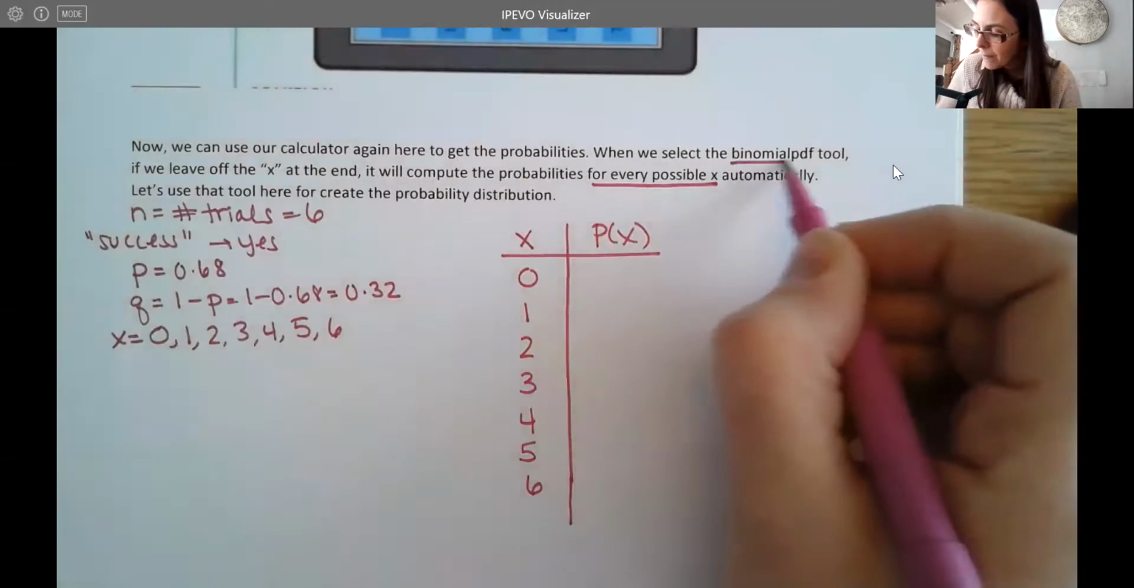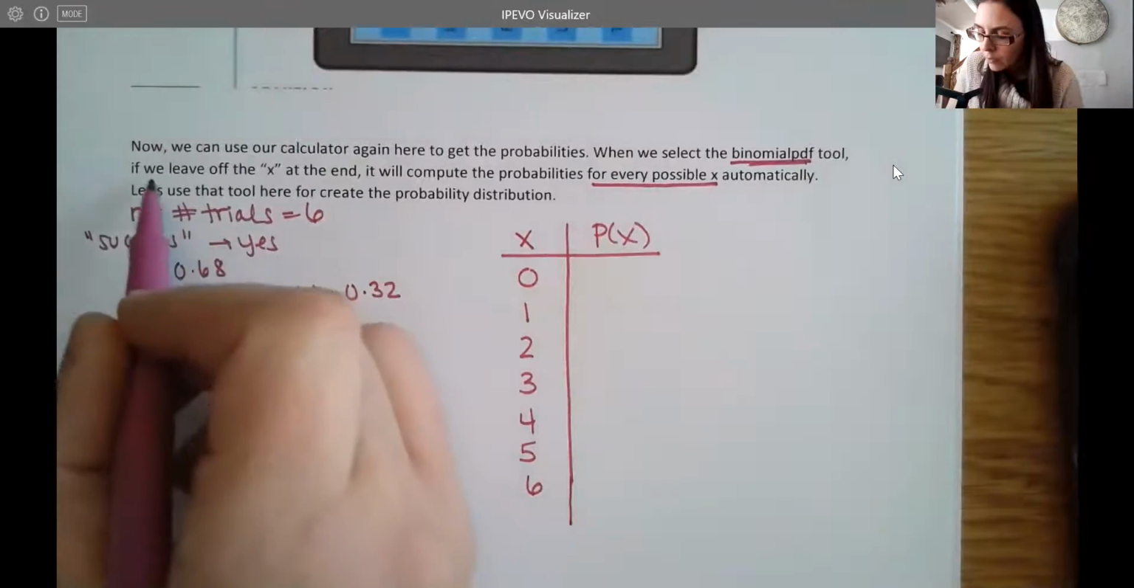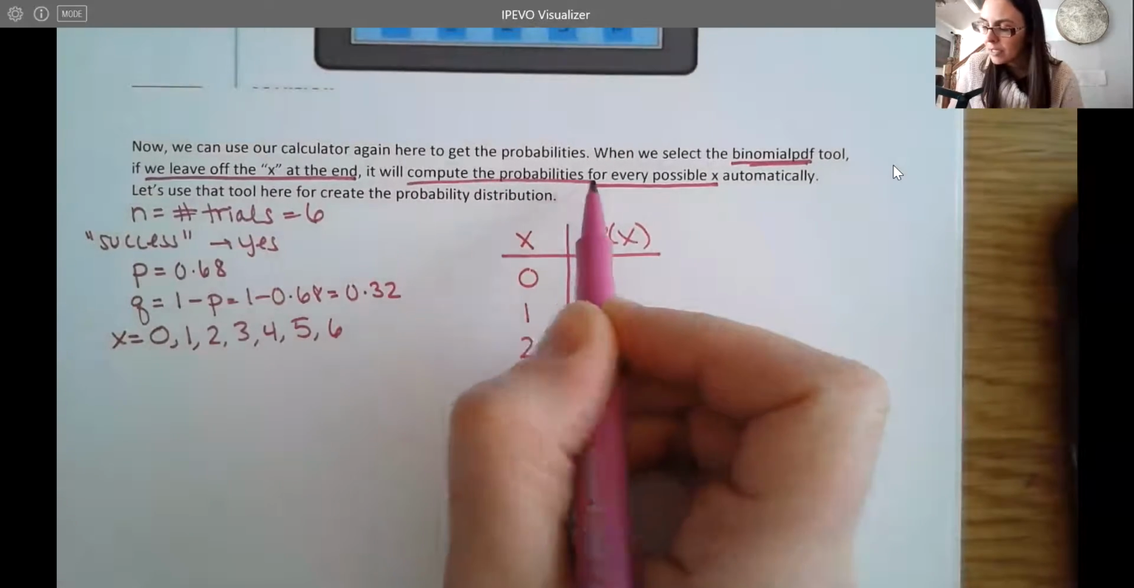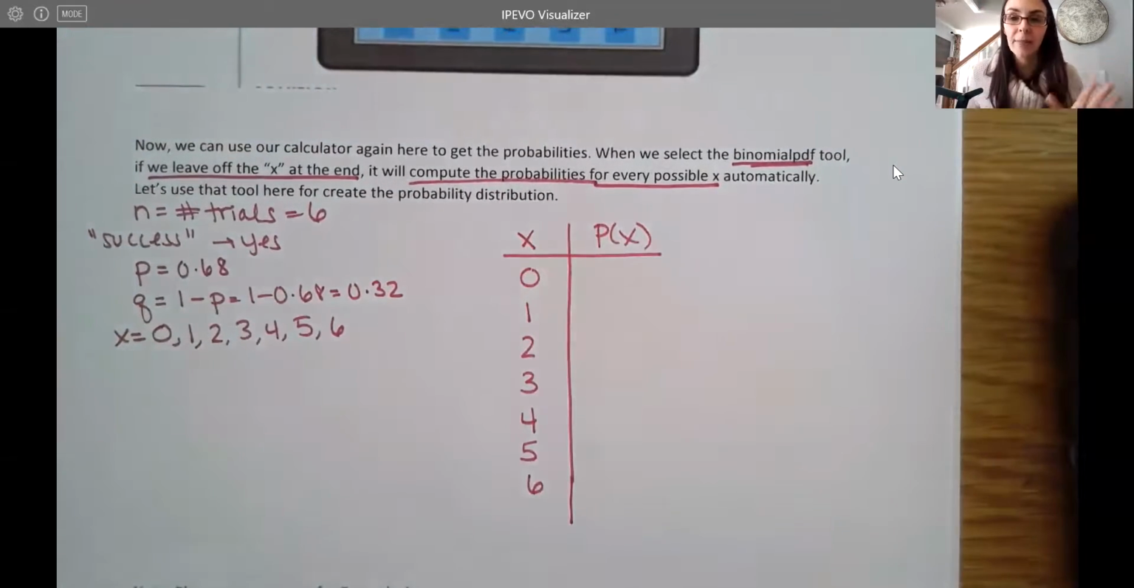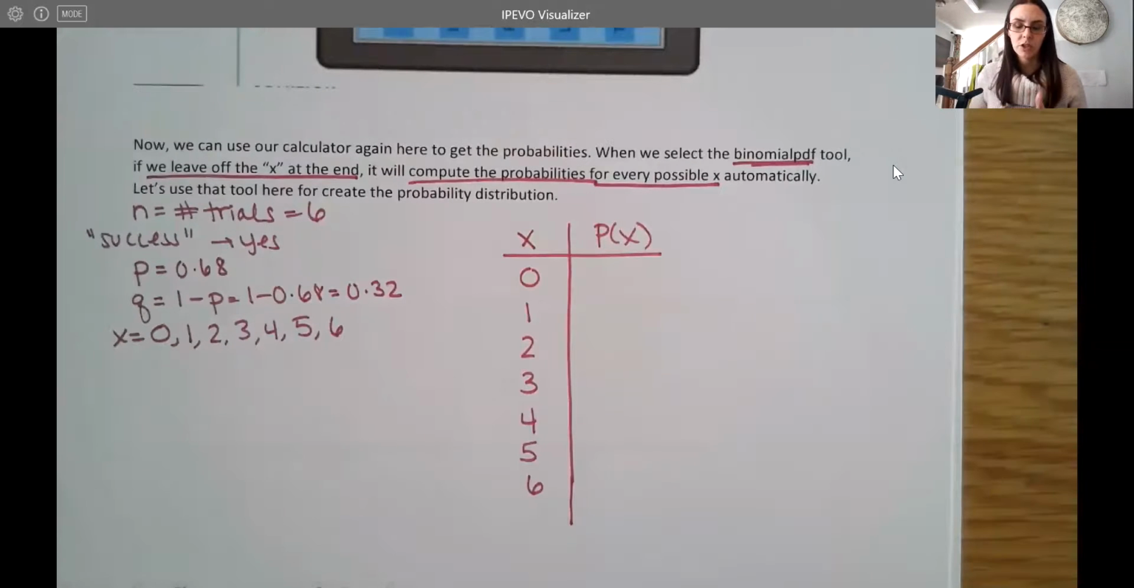I'm going to use that same binomial PDF tool. And here's a little trick for you. If you leave off the x at the end, it will compute the probabilities for every x automatically. So it'll do all 7 at once. You don't have to go do it one at a time and say, okay, 0, now 1, now 2, now 3, now 4. It'll do the whole thing for you in one shot.